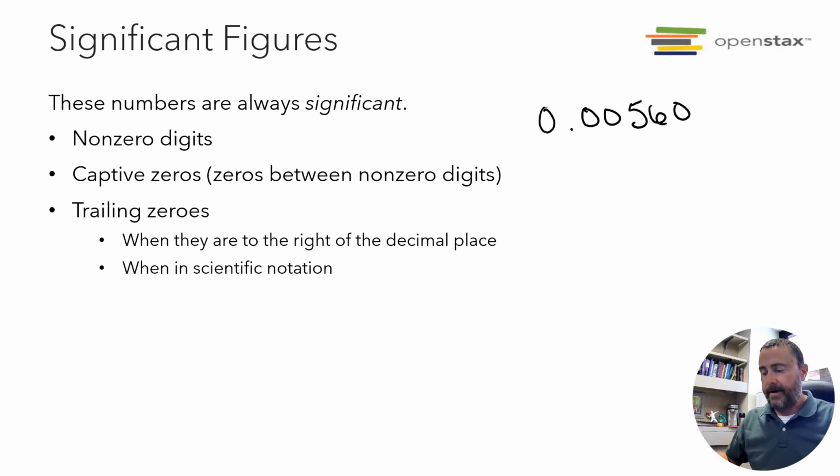Right, when I'm talking about my non-zero values, those are things like the 5 and the 6 there. My captive zeros, I don't have any of those. My trailing zeros in this case, I've got a trailing zero in here.